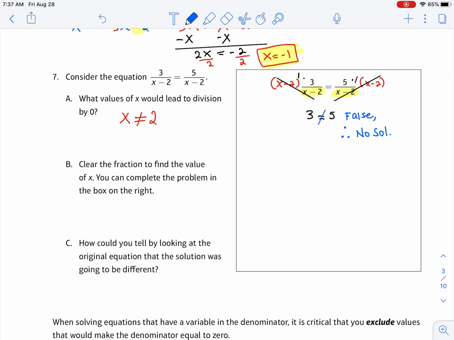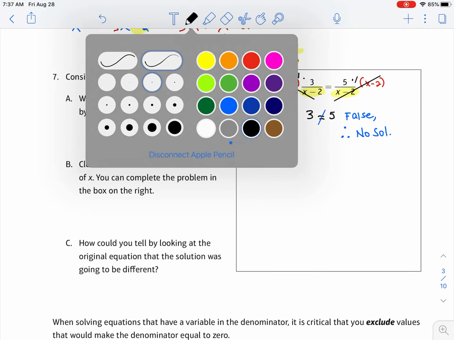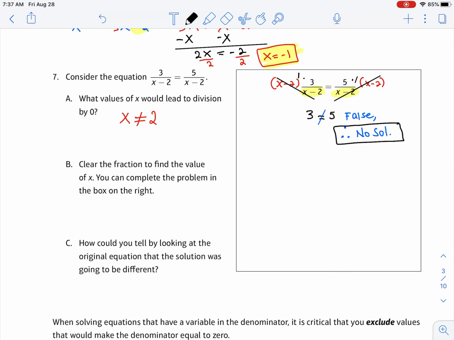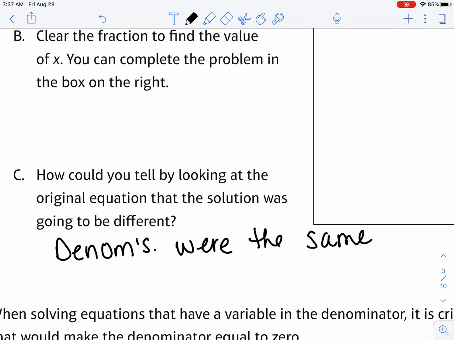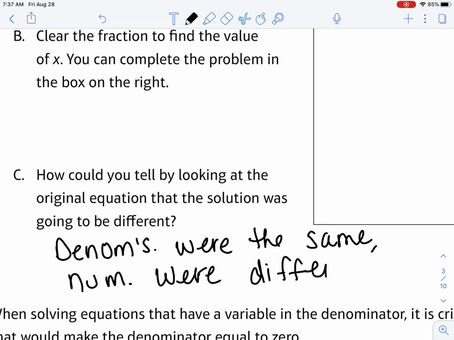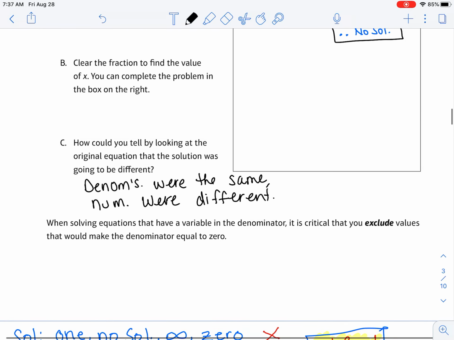So C says, how could you tell by looking at the original equation that the solution was going to be different? So the solution is different because it's no solution, and that's what makes it different. So basically, because the denominators were the same, the numerators were different. Okay? All right, so that's the difference there.